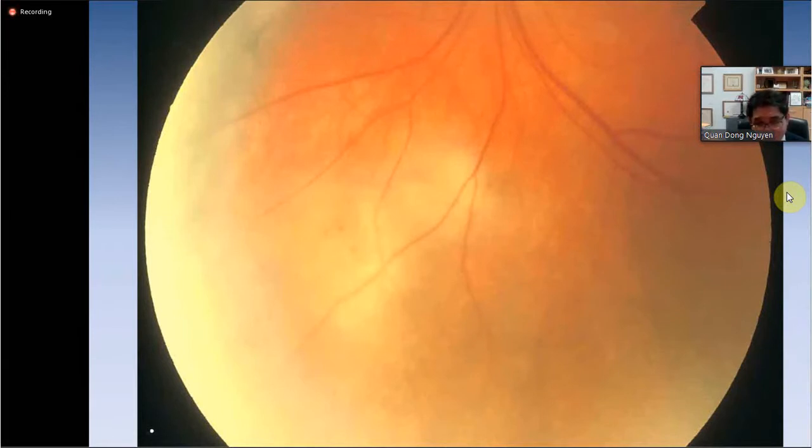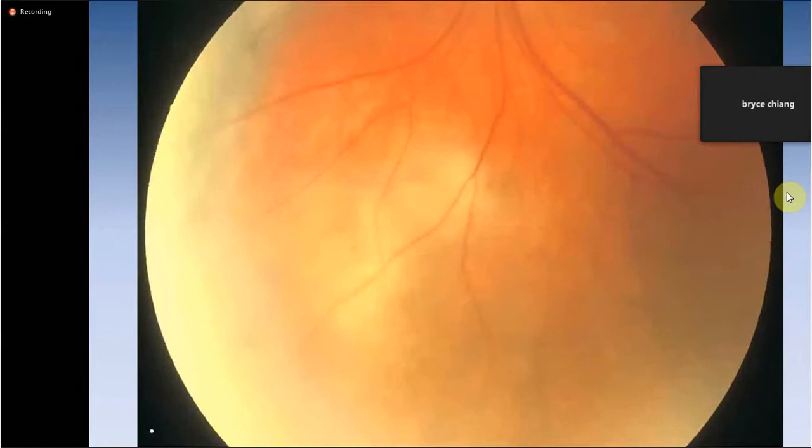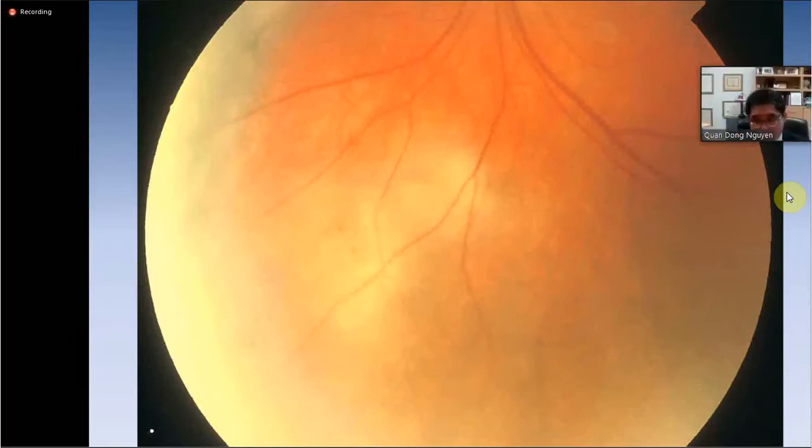Now, Bryce, what do you see now? So I see, looks like, multifocal diffuse whitening below, or I guess below the level of the retina, so possibly in the RPE or the choroid. Yes, so that's excellent. That's quite well. Bryce is another one of our second-year residents.